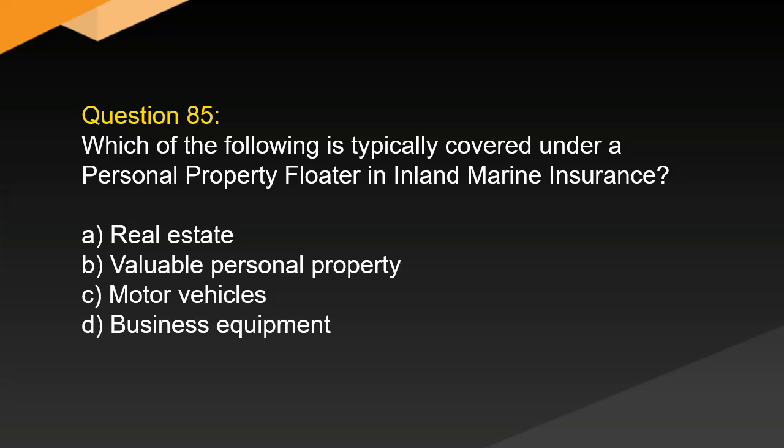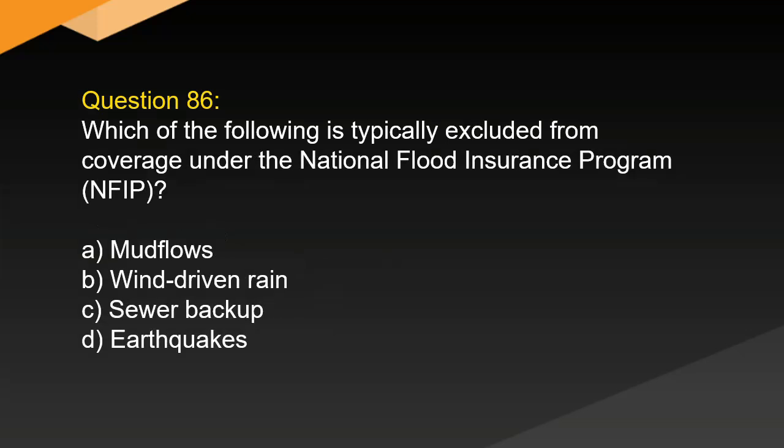Question 85. Which of the following is typically covered under personal property floater and inland marine insurance? A. Real estate. B. Valuable personal property. C. Motor vehicles. D. Business equipment.